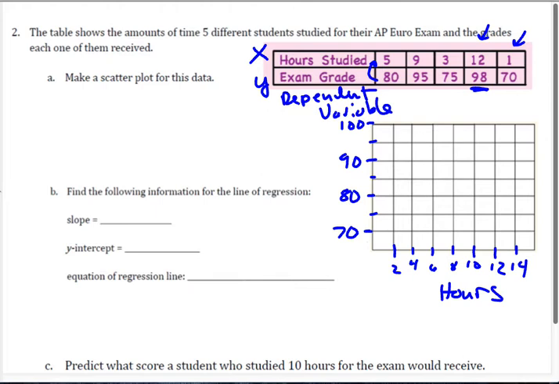5, 80 would be right about here. 9, 95, right about here. 3, 75, right about here. 12, 98. Can't get over 100%, and then 1, 70. So I would say this correlation is definitely positive.